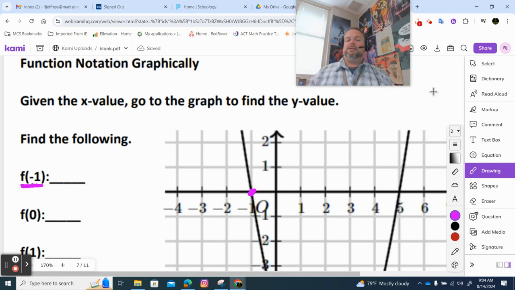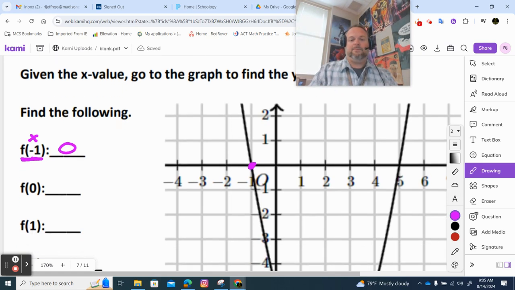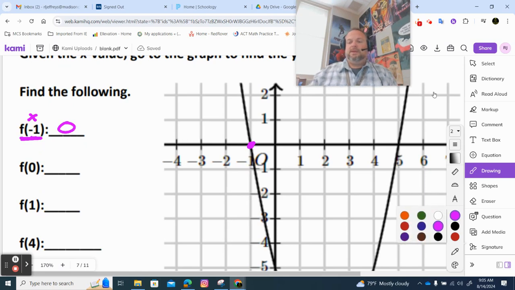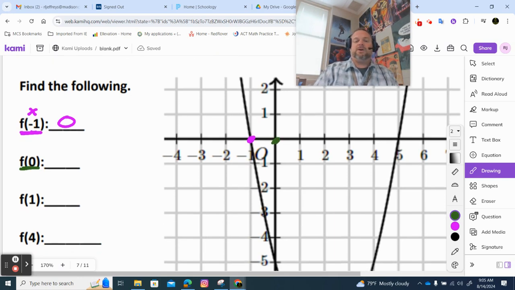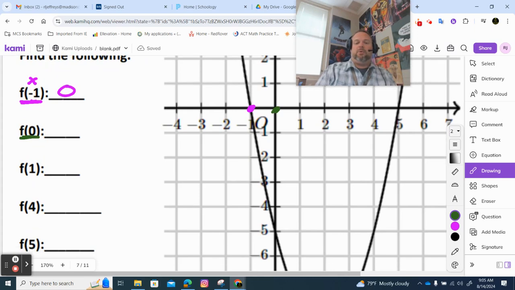Say again. No, that's the x value. This is the x. 0. Okay? Now, f of 0. So 0 is right here. Where's my graph? Is it above or below that point? Below. So I'm going to go down here. What is that y value? Negative 5.